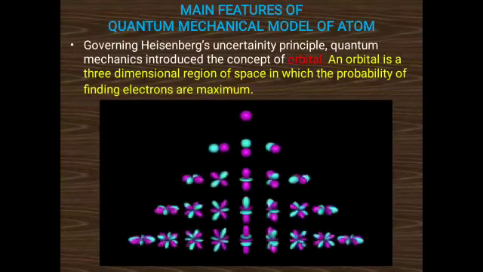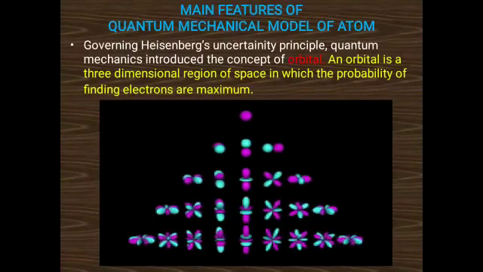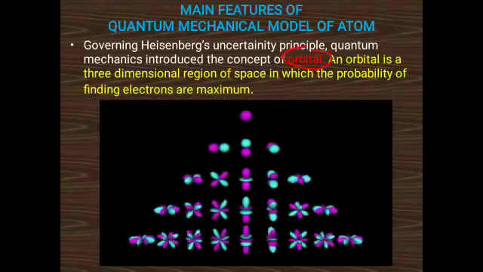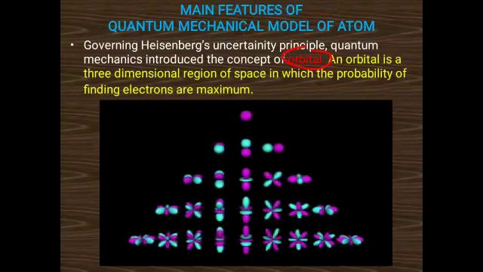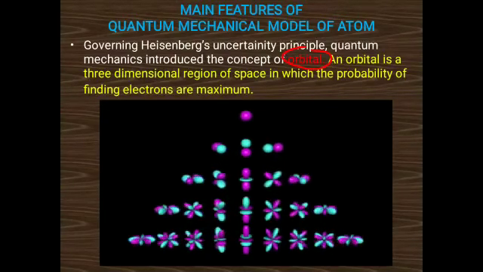Governing the Heisenberg uncertainty principle, that is, what does the Heisenberg uncertainty principle say? By following that, quantum mechanics introduced a concept called orbital. What is called an orbital? Orbital is a three-dimensional region of space around the nucleus where the probability of finding electrons is maximum.